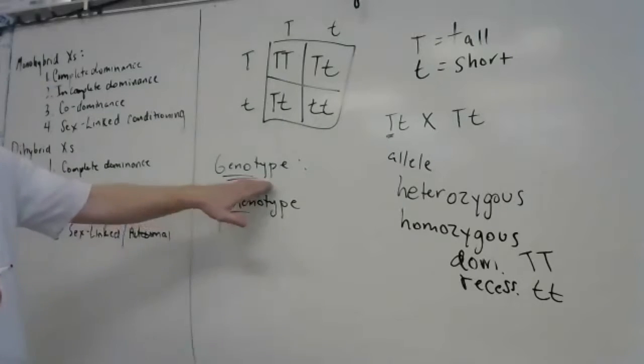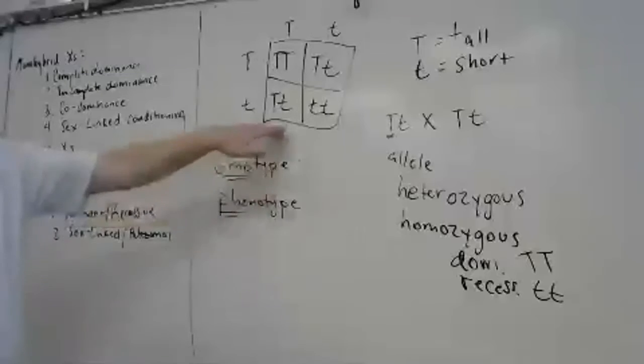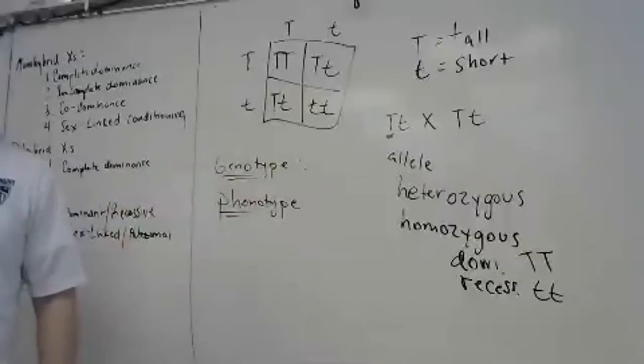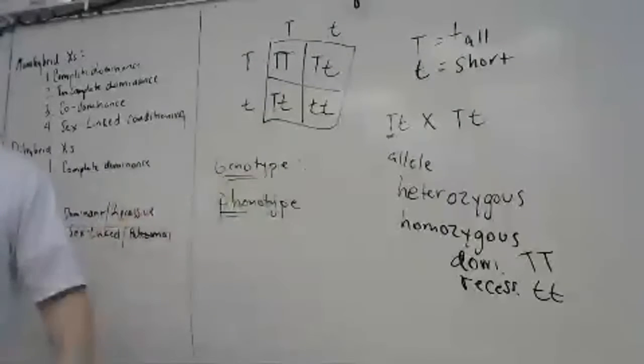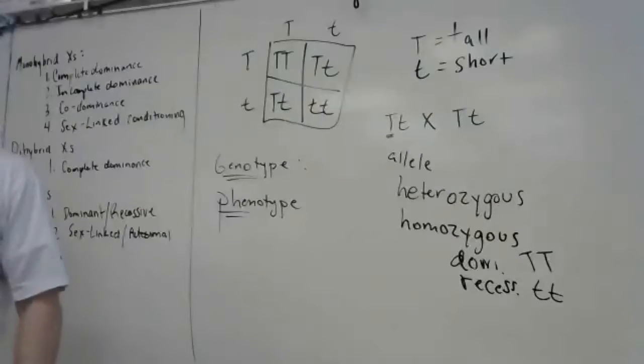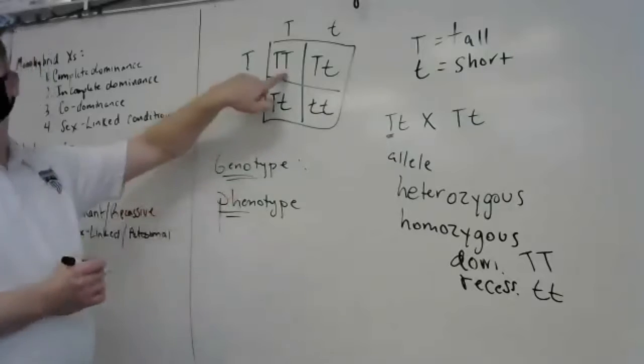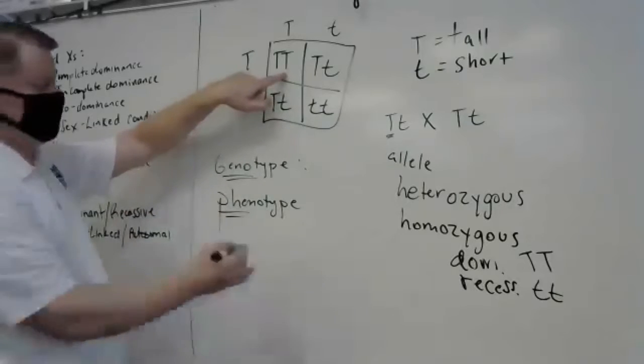Okay. Let's do genotype first. How would you represent that in a ratio? Now, you can do ratios, you can do percentages, you can do fractions, I don't care, but traditionally this is a ratio. How many homozygous dominant do we have? 1. Good.